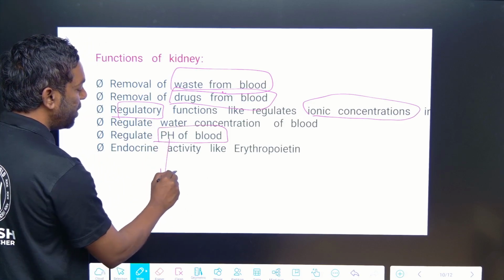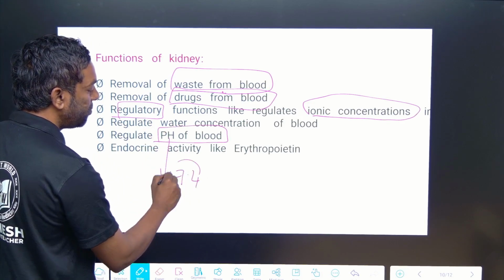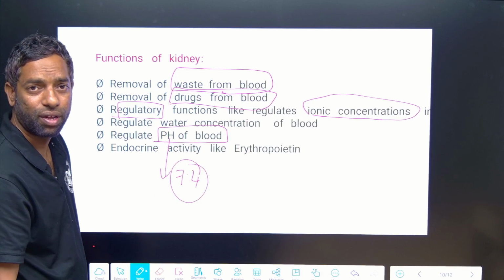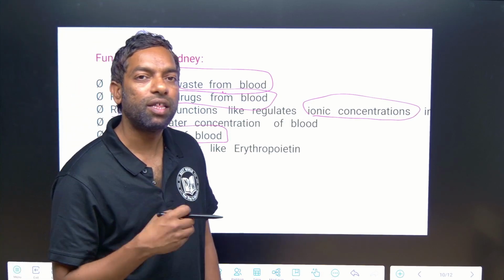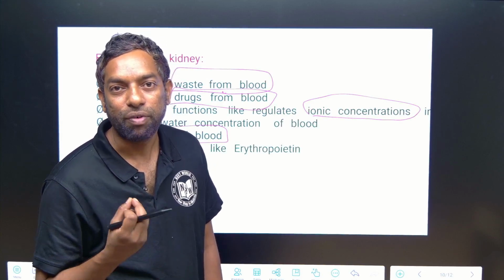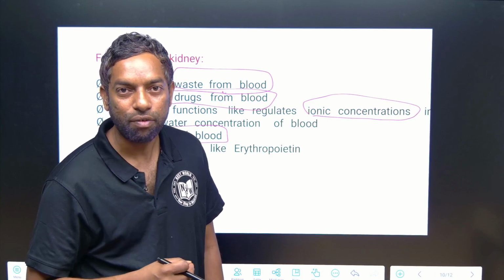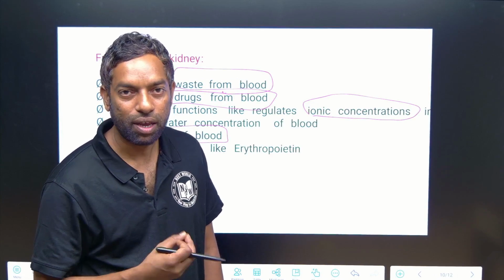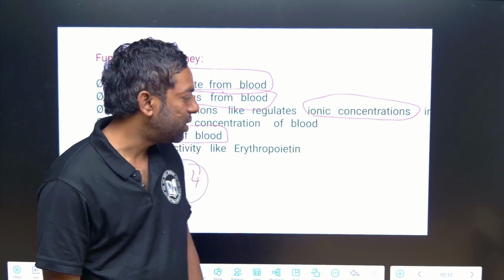and it also regulates the pH of the blood. Blood pH is what? 7.4, right? 7.4. So they can regulate the pH of the blood. Hydrogen ions are removed with the water, or they can be retained from the urine. Okay, in that way they regulate the pH of the blood.